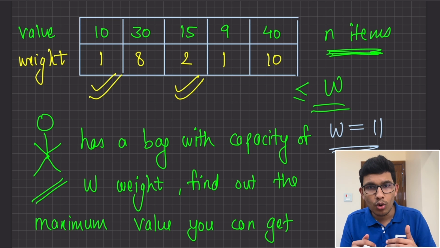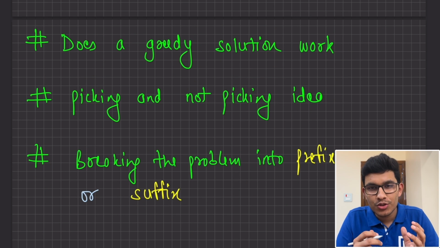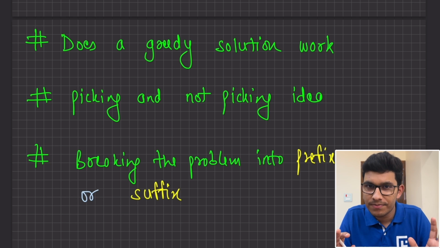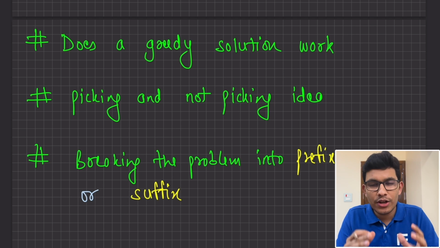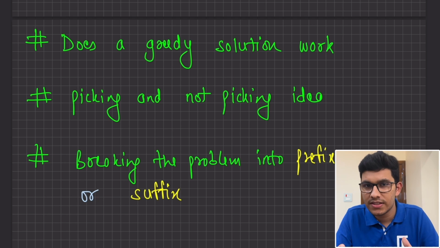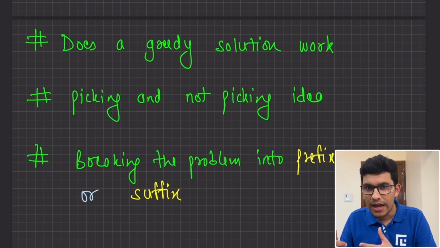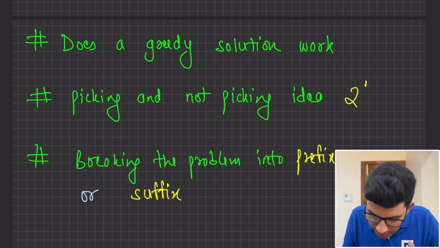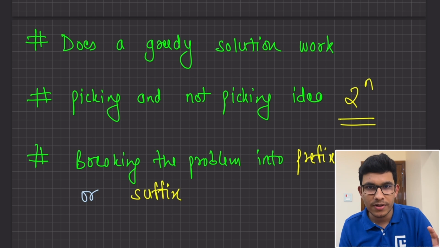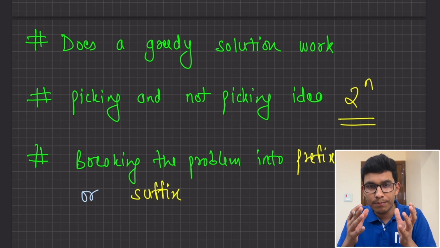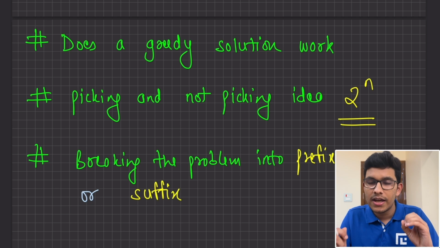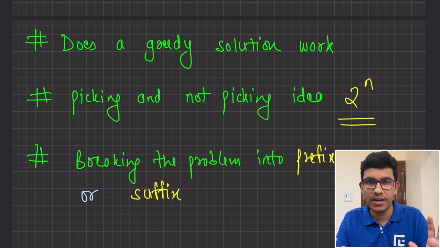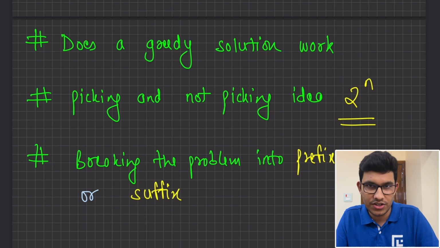We might have to try out all the possibilities. So right now, what do we know? We know for a fact that a greedy solution will not work here; we've already seen an example. Secondly, we know that for every single element, we have a choice whether we want to put it in our bag or not. So what can I say? If there are n items, I have 2 to the power n possibilities of putting elements into my bag. Now, what do we want to do here? We don't want to try out all these 2 to the power n possibilities. We want to come up with a certain optimization.